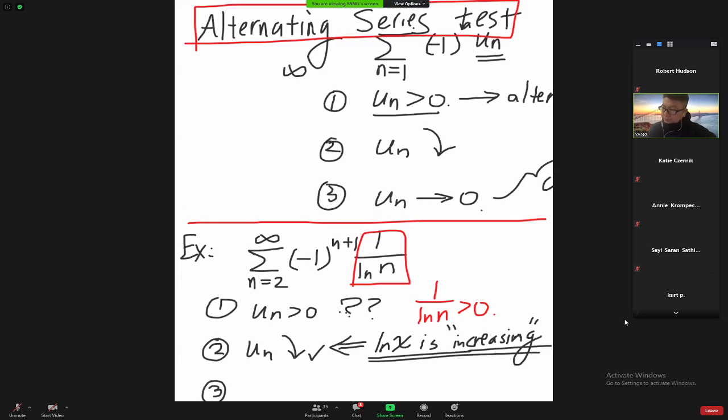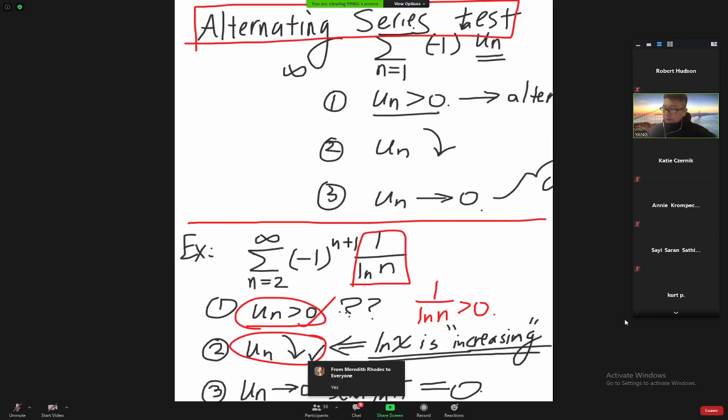Number 3, is it true that 1 over natural log of n, u_n, goes to 0? This is very, very obvious, right? It goes to 0. Yes. So the 3 conditions are all satisfied. Good. So this one converges.